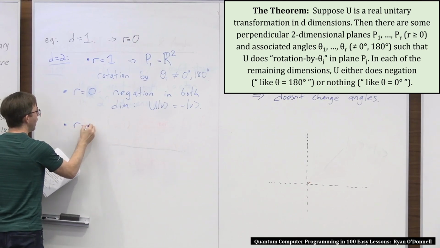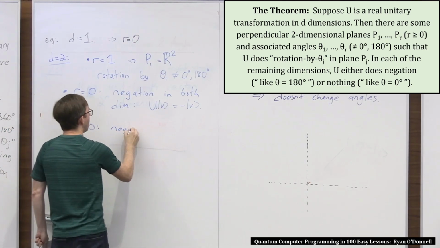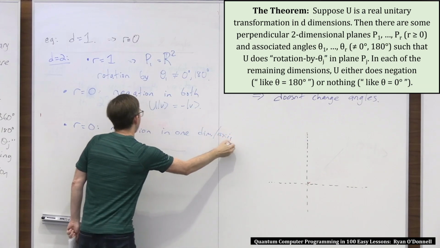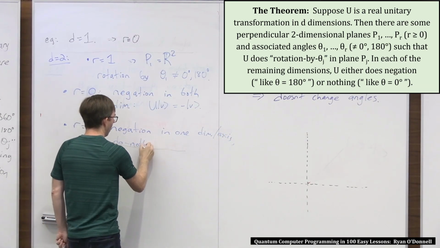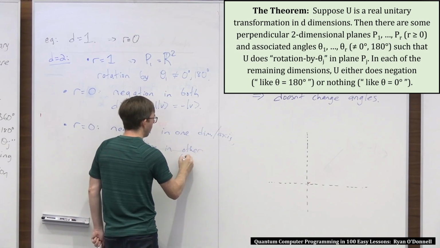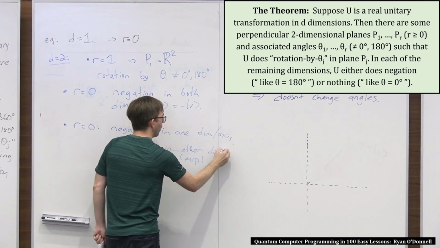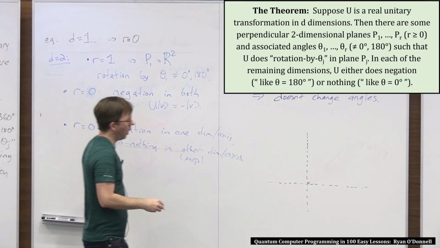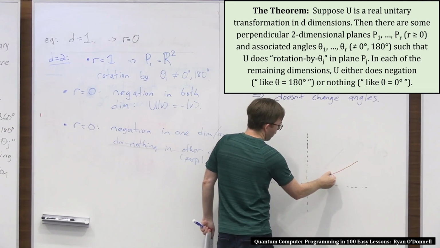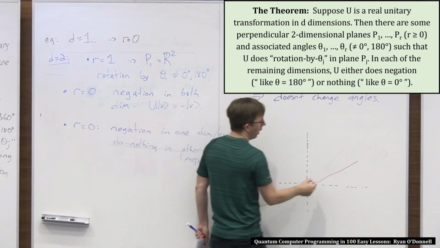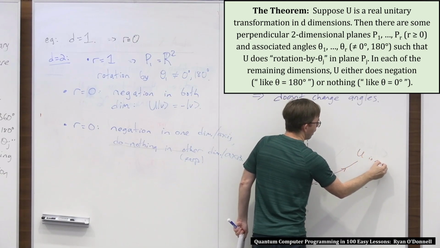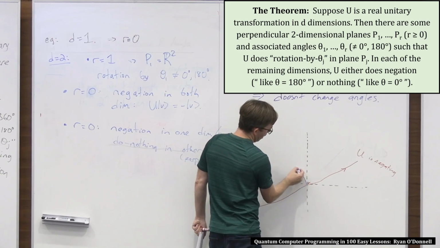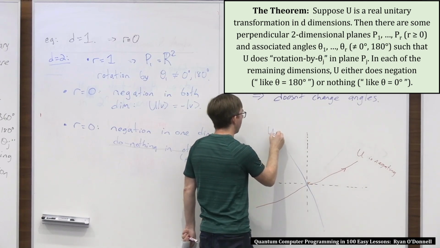And then another possibility is that it's negation in one dimension or axis, and it's do nothing in the other, perpendicular dimension or axis. Okay? And so really this means that there's some one-dimensional subspace, if you will, one-dimensional line, where along this direction, u is negating. And then there's an orthogonal or perpendicular dimension along which u is doing nothing.